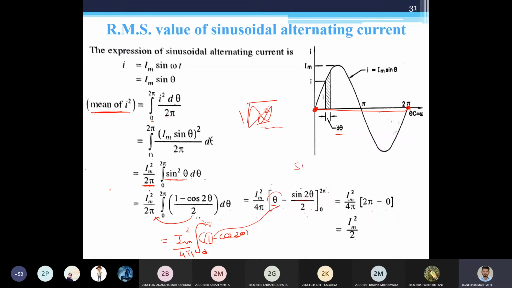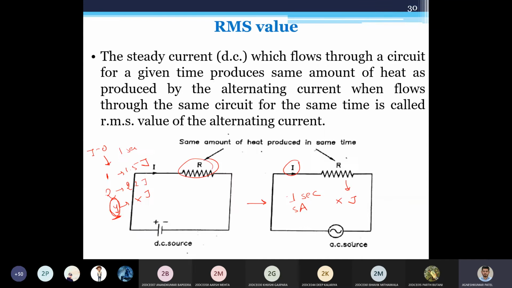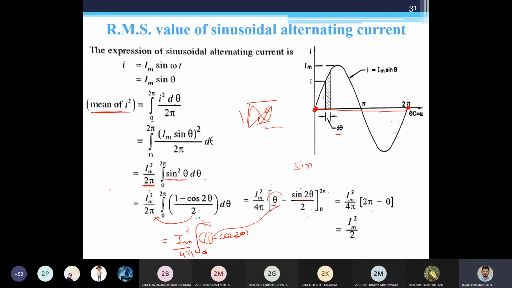Now if you put in the limits, at 2 pi, sin 2 into 2 pi would be sin 4 pi. For sin pi, sin 2 pi, sin 3 pi, sin 4 pi, we know the value would be 0. In the same way, sin 0 would again be 0. So if I put in all the values, what I get is 2 pi minus sin 4 pi, this is the first term, minus 0 minus sin 0.